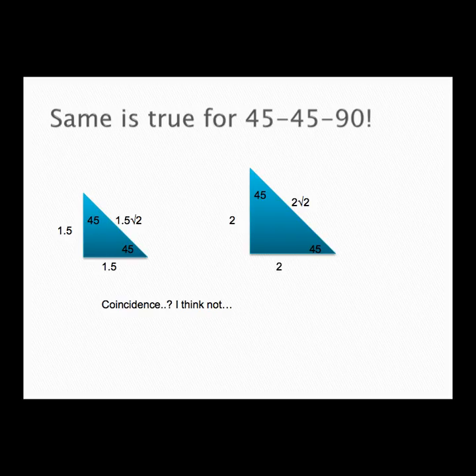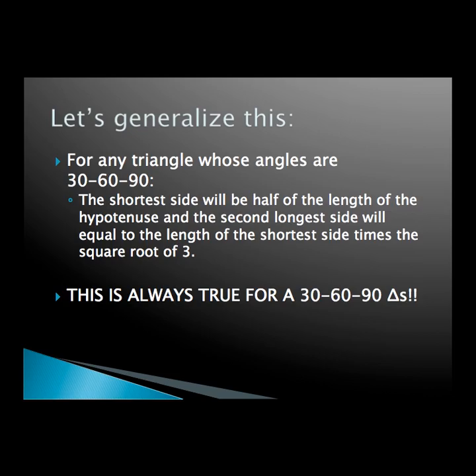This is also true for 45, 45, 90. If you were to make the sides on the left triangle 1.5 and 1.5, all you need to do is multiply 1.5 by the root of 2, and that's the length of the hypotenuse. You'll notice this is the same for the right triangle as well. This is always true, and it is very important that you understand this.